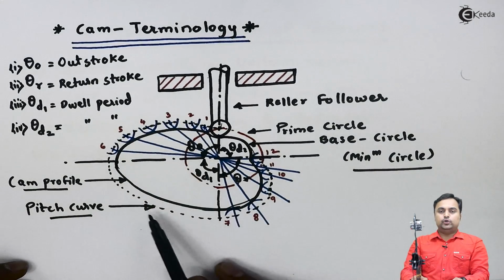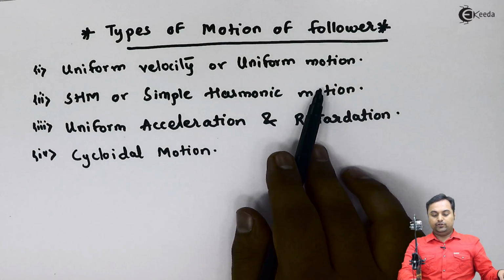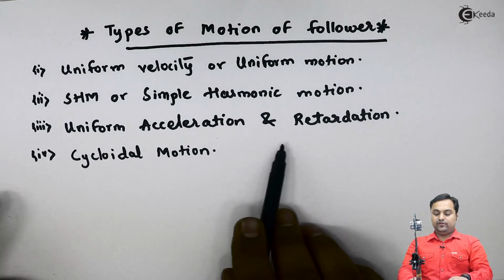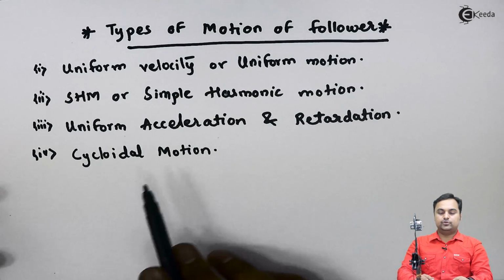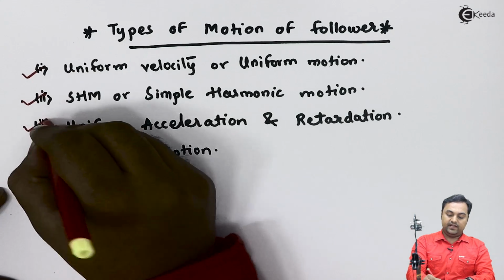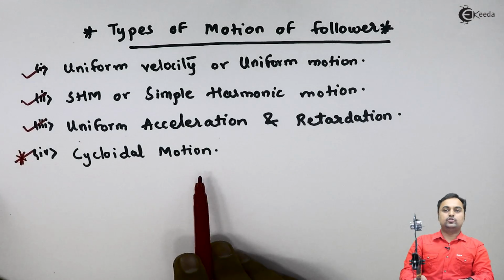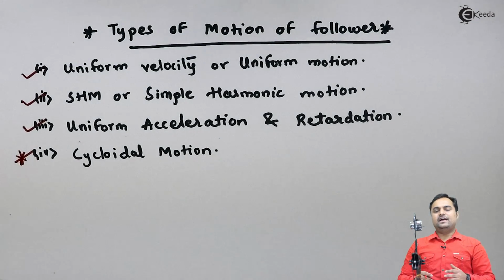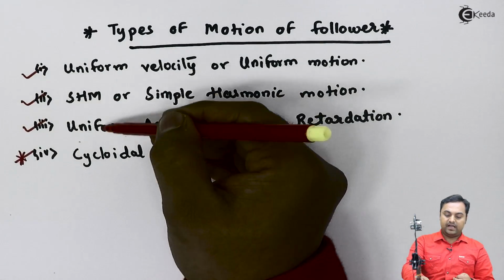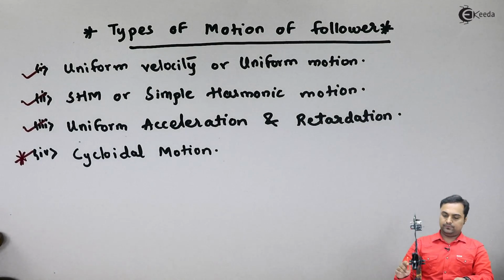So the movement of the follower, we are classifying it into four parts. It is uniform velocity or uniform motion, it can be SHM or simple harmonic motion, uniform acceleration and retardation, or cycloidal motion. Now out of these four, only the first three are important. Cycloidal motion is very rare because the cam profile and the follower motion are quite complex. So we only prefer the above three kinds of motion. We will see each one of them in detail now.